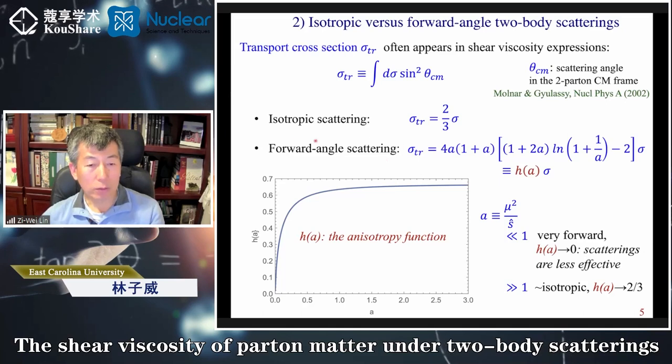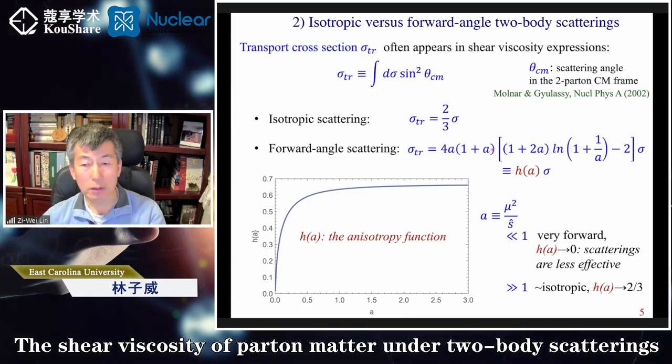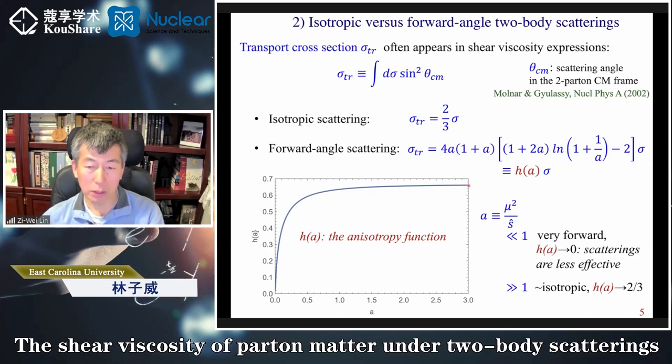But for forward angle scattering, if you do the integral, then it turns out that the transport cross-section is not a constant. It depends on both the total cross-section sigma as well as the parameter a, which we defined previously. So it's this kind of function of a times sigma. So we can write it as h(a), h function of a, times sigma. If we plot h(a) versus a, then you'll get this shape. It goes from zero and goes up monotonically to 2/3.